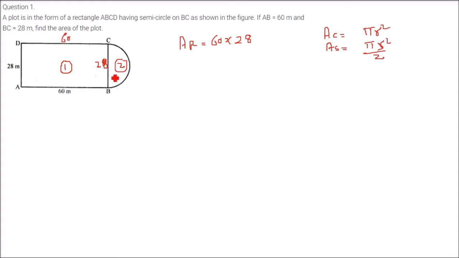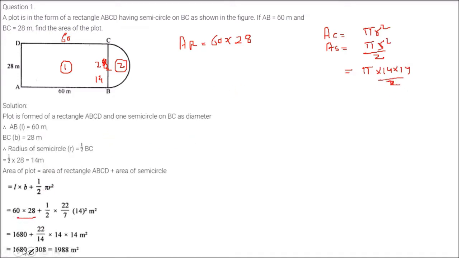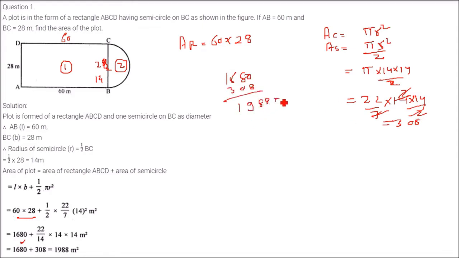So what is the radius here? See, this is 28, this is the diameter. So radius will be 14. So it will be pi into 14 by 2. So when you compute this, 60 into 28 will be 1680, and this pi r square by 2, that is pi 22 by 7 into 14 by 2, 22 into 14 is 308. You just have to add 1680 with this 308 and this comes to be 1988 meters square.